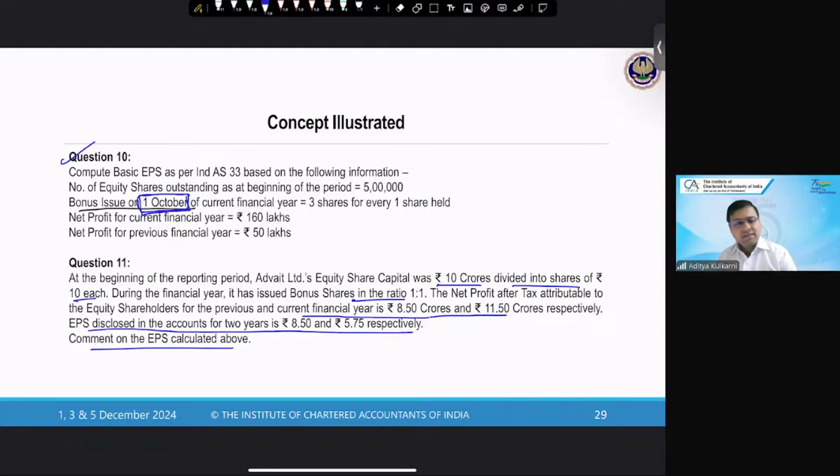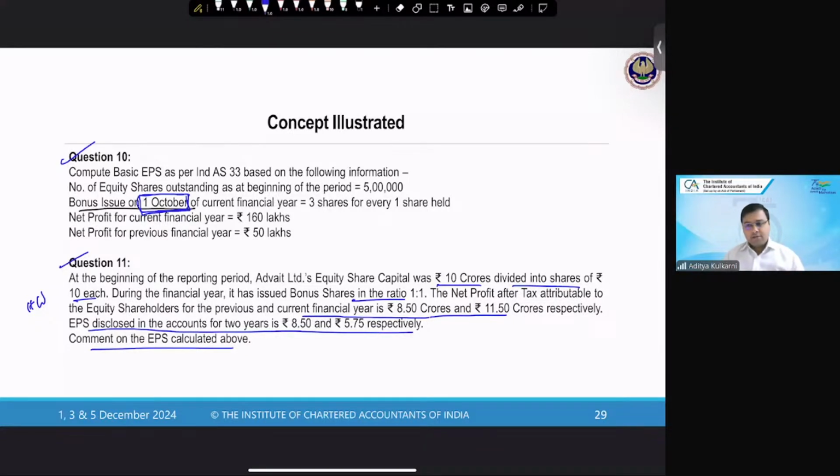Are we okay with this? Try this out for homework. Same thing it will be, nothing different. Tell me one thing. You have read bonus. If the date of issue of bonus is not given, and they have only said it is issued in the current year, is it enough for you to solve the question?